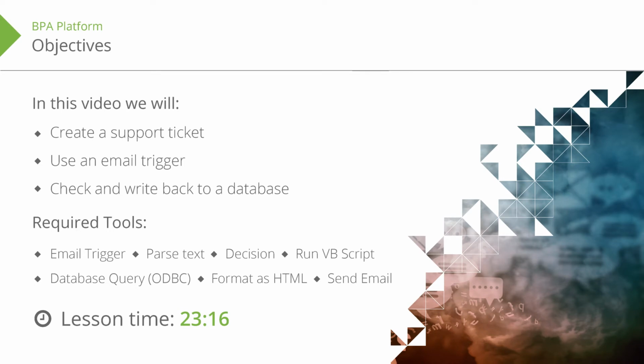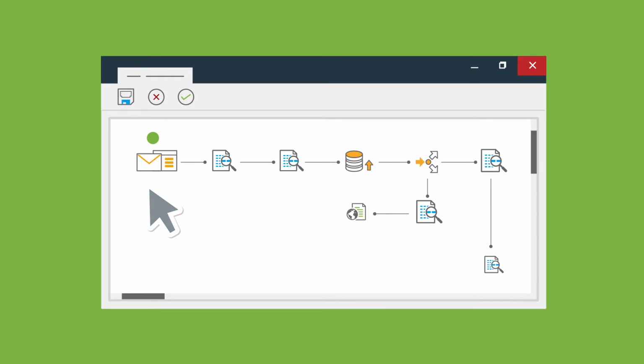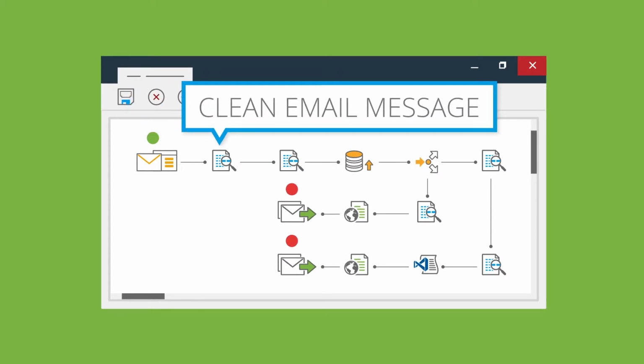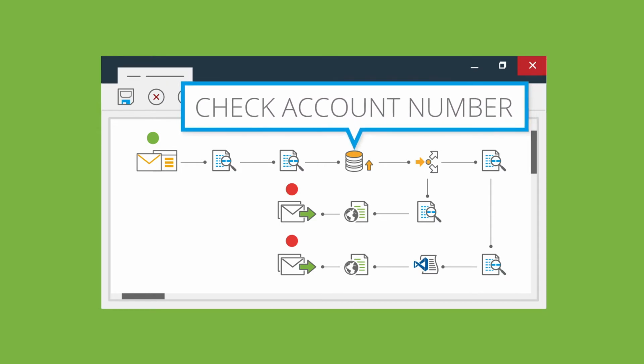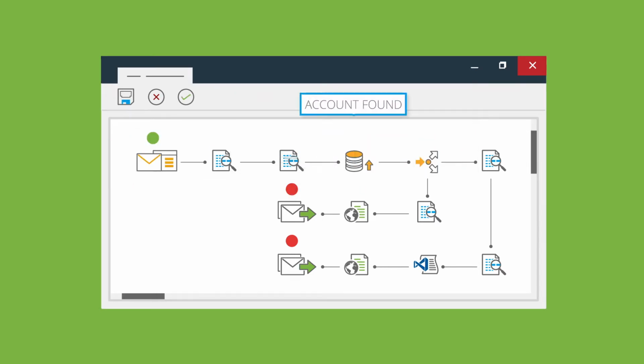Here are the objectives, required tools, and approximate running time for this video. On completion of this exercise, we will create a task that monitors incoming emails for criteria, puts the cleaned contents of the email into variables, checks to see if the account number of the user is in the database. If not, it sends a notification. If it is, it writes the support data to a database and notifies the user.